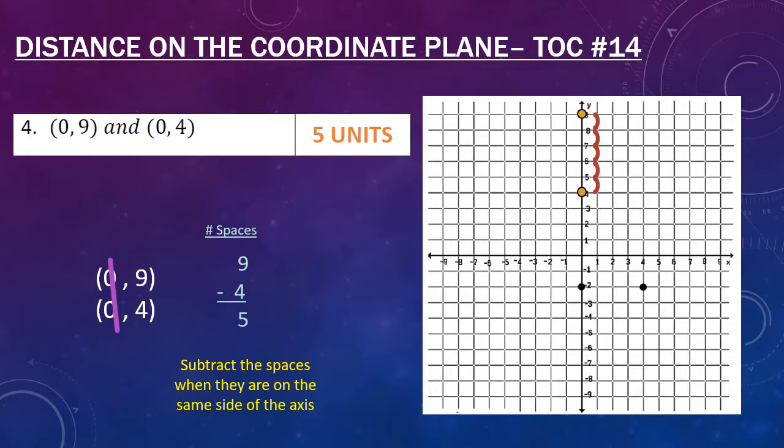Remember, subtract the spaces when they're on the same side of the axis. And when I say spaces, I mean the absolute values. So subtract the absolute values when they're on the same side of the axis, or if they have the same value, meaning they're both positive or they're both negative.